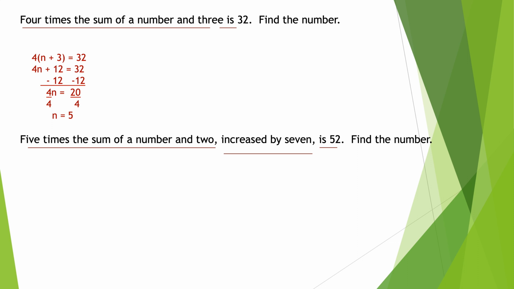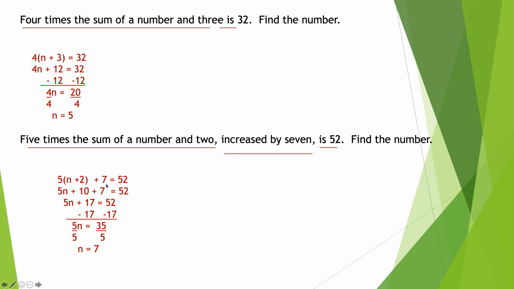Okay, so 5 times the sum of a number and 2 increased by 7 is 52. So it's 5 times the sum. The first thing I have to do is put in the sum and then multiply by 5 and then increase that by 7 to get 52. So 5 parentheses n plus 2, I distribute right away. 5n plus 10 plus another 7 is 52.